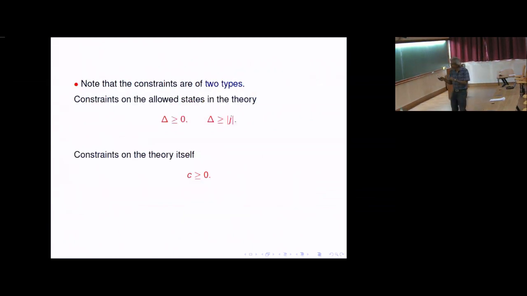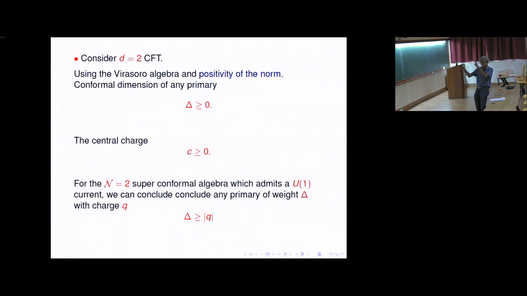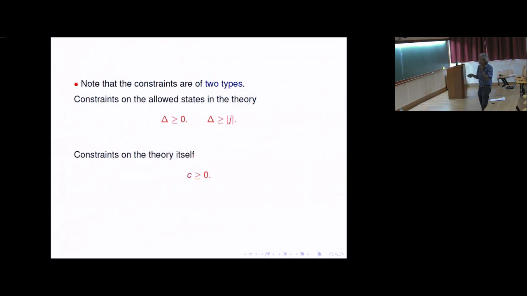So the constraints, though they come from this unitarity constraint, are of two types. One is constraining the theory itself, like the central charge of the theory is greater than or equal to 0, and another one is constraining the states within the theory. Okay. So these are two kinds, just to bear in mind.